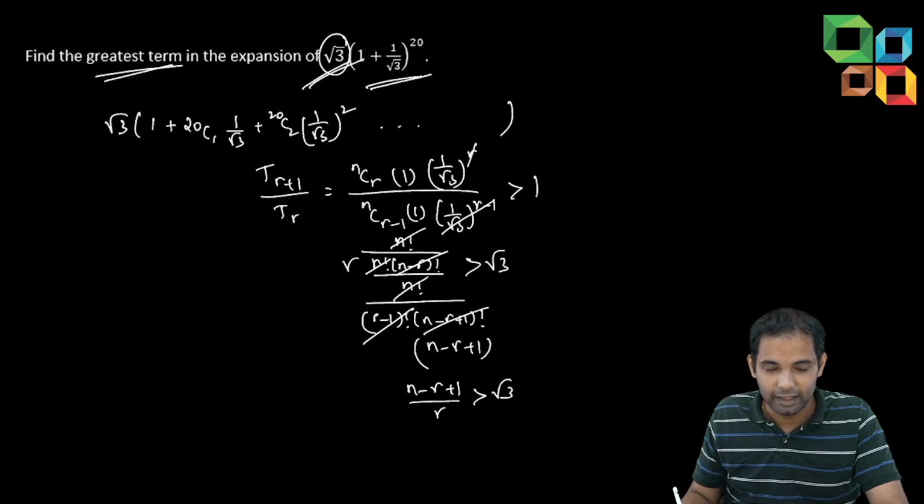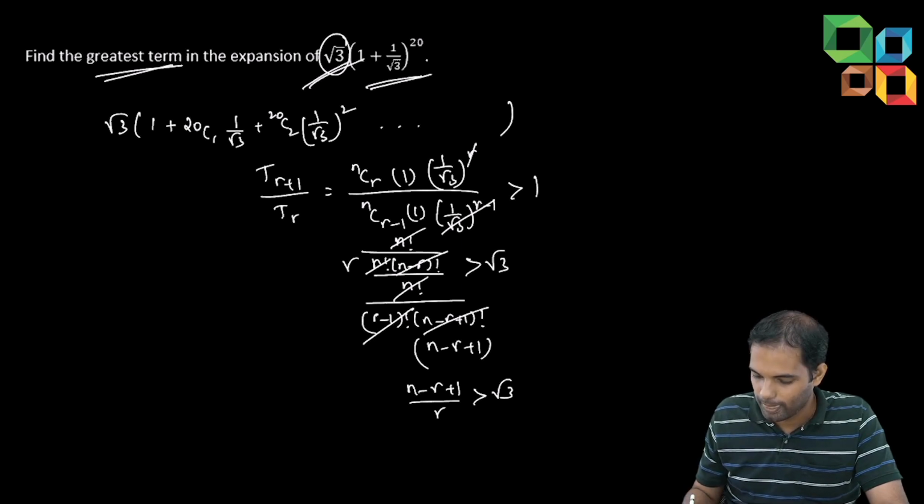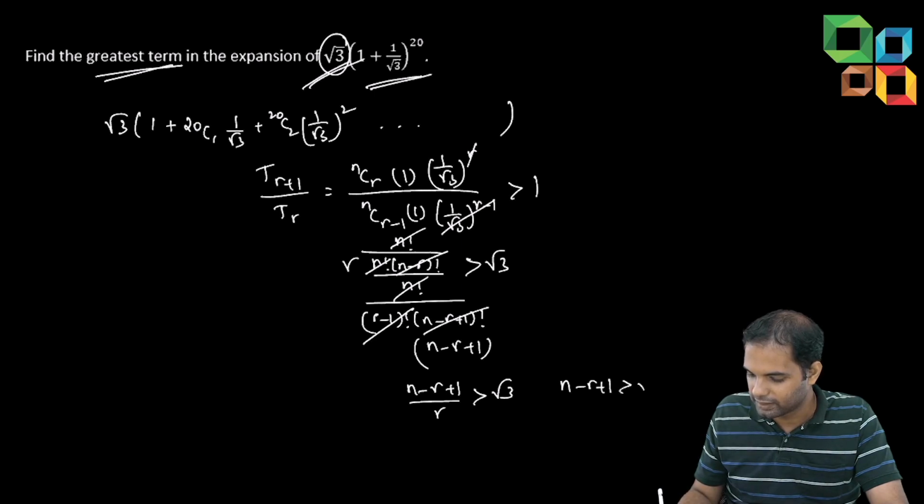I'm trying to figure out what r is. So just divide this, or you can cross multiply because r is a positive number, no issues. So n minus r plus 1 is greater than root 3 r, or n plus 1 is greater than (root 3 plus 1) r. So r must be less than (n plus 1) by (root 3 plus 1). What is n? We already know.